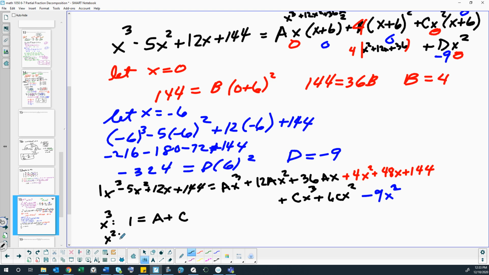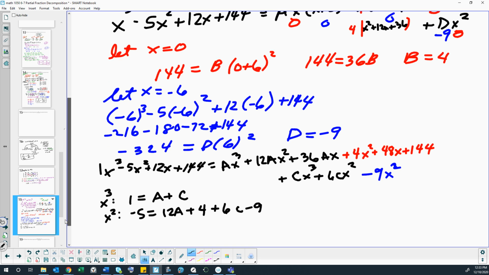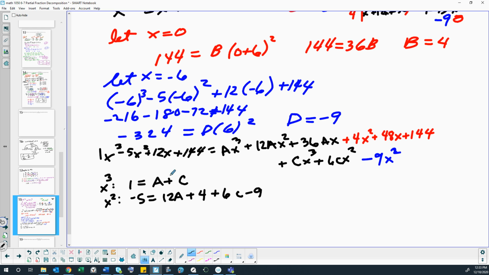Okay, let's look at our x squareds. This side we have negative 5. Over here we have 12a, 4, and 6c. Oh, and also we have negative 9. Alright, I'm not seeing any obvious solve things, although at this point this could be just solved by substitution. We don't even have to keep going because we have 2 equations, 2 unknowns.